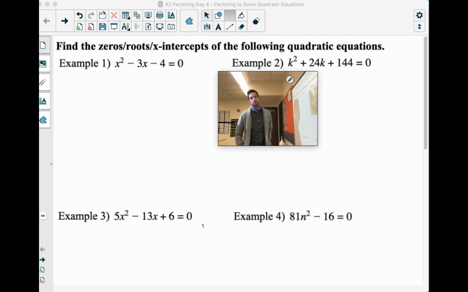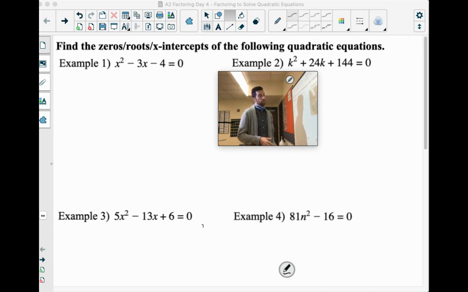Right, today we're going to solve quadratic equations by factoring. You can do it with graphing, and you see where it crosses the x-axis. Those are the zeros of a function. But today we're going to do that without the graph. We're going to do it by factoring.